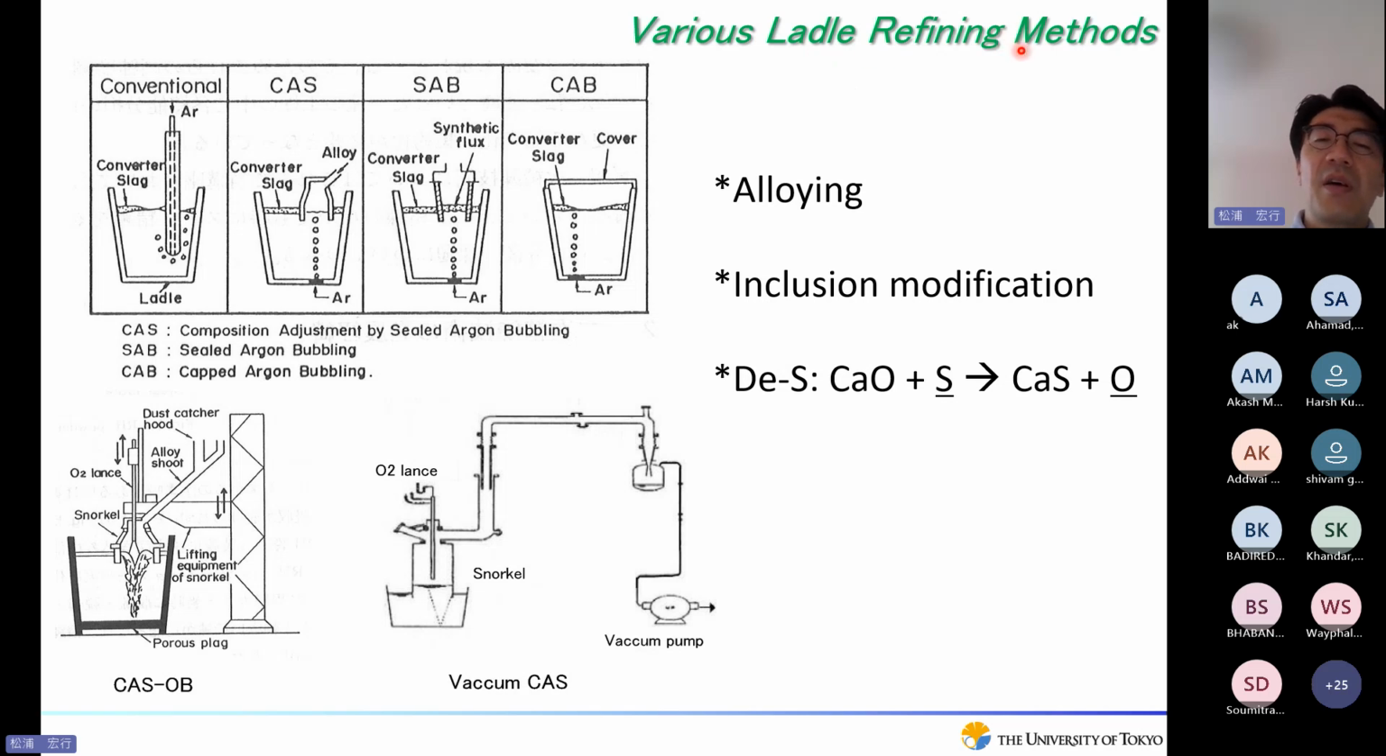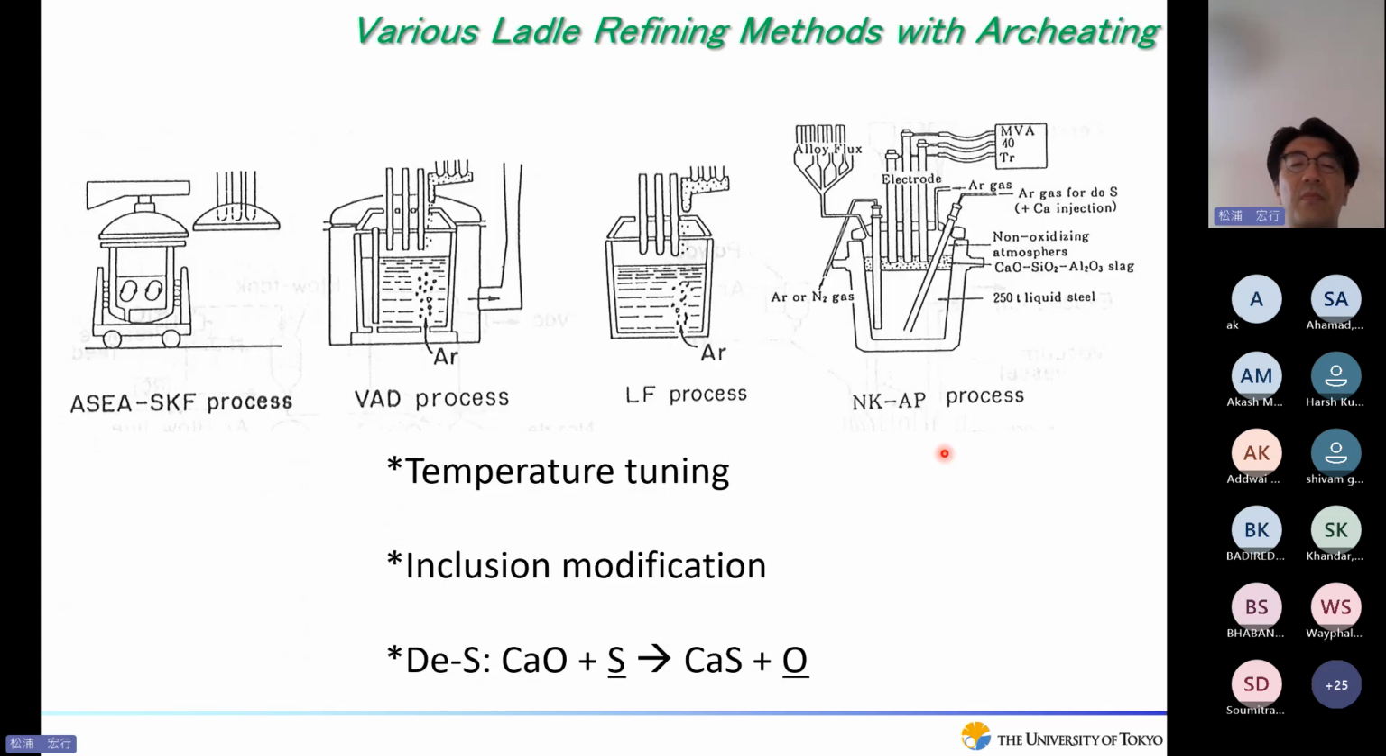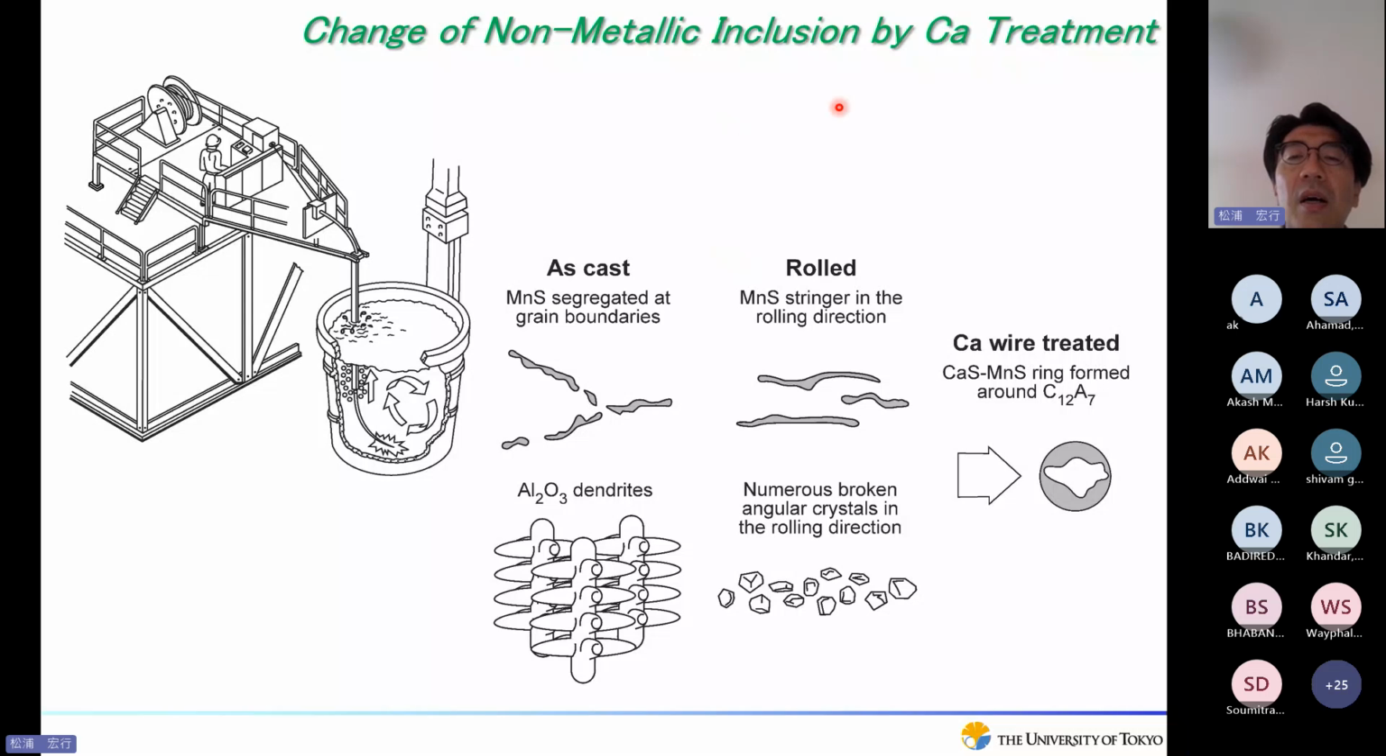Ladle refining is also important. The first function is alloying, the second is inclusion modification, and desulfurization can also be achieved by this process. The last one is refining with arc heating, so you can also tune the temperature by using arc heating processes like this. The last item is the control of non-metallic inclusion modification by calcium treatment, as I mentioned. The alumina inclusion is quite hard, but in order to change it into calcium aluminate, we can utilize calcium silicon metals, and then calcium silicate and calcium aluminate are formed.